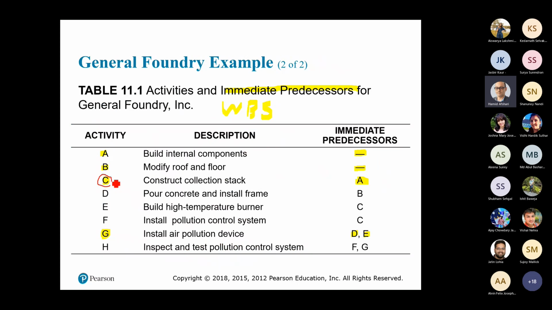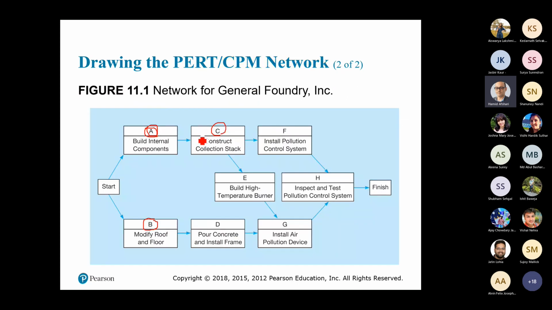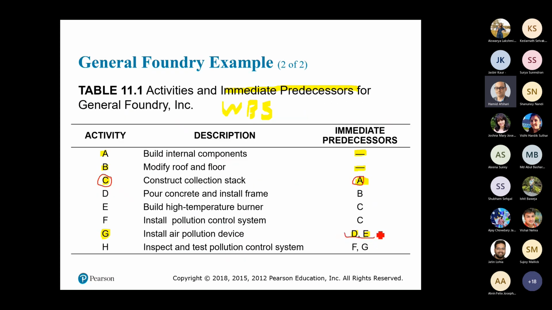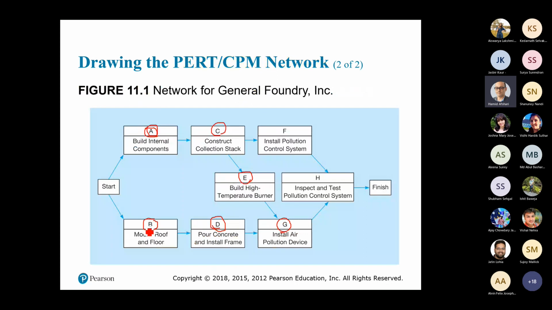Okay, this is exactly what we see here. Activity C cannot be completed before activity A is completed. Okay, so that's what we see here. And the same, for example, activity G cannot be completed before activity E and activity D are completed. That's the way that we see here. D and E should be completed before you start activity G. Okay, clear for everyone how we draw this table?